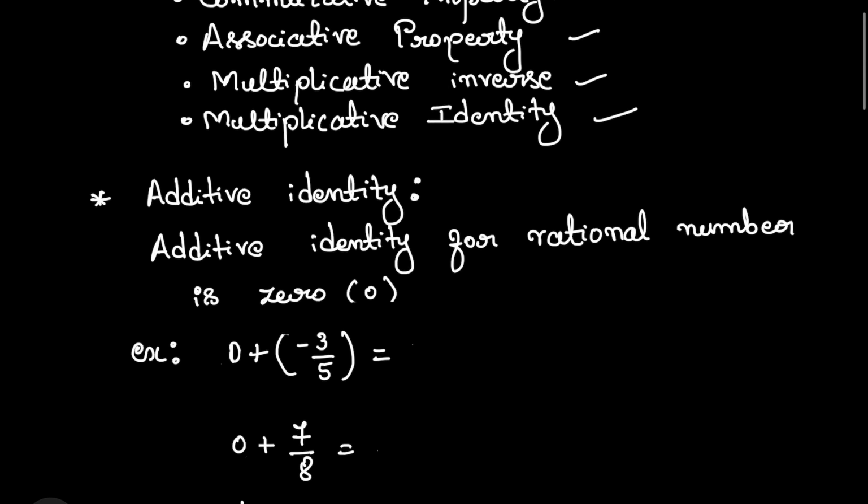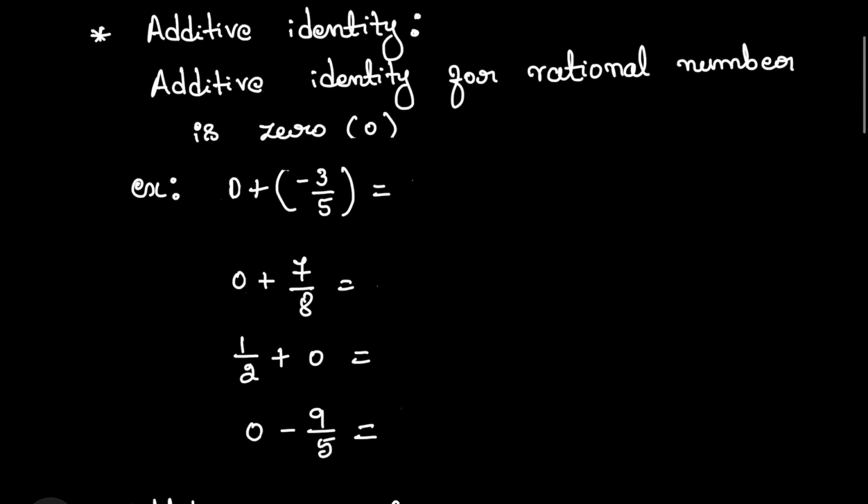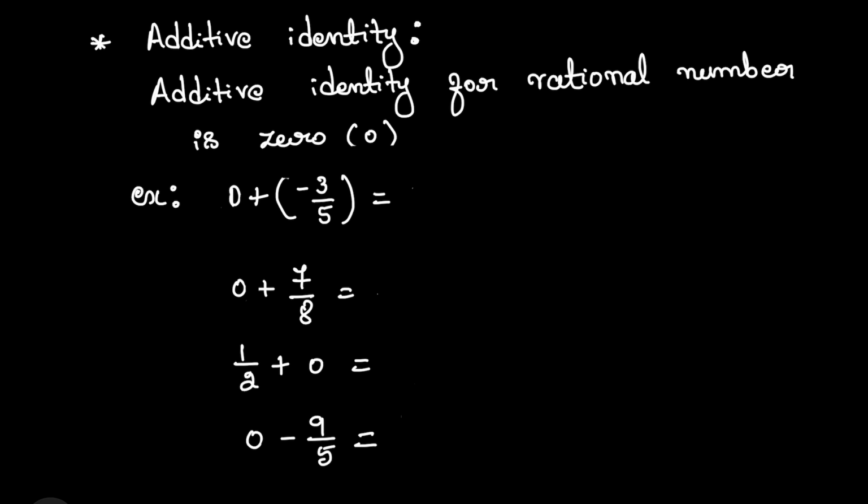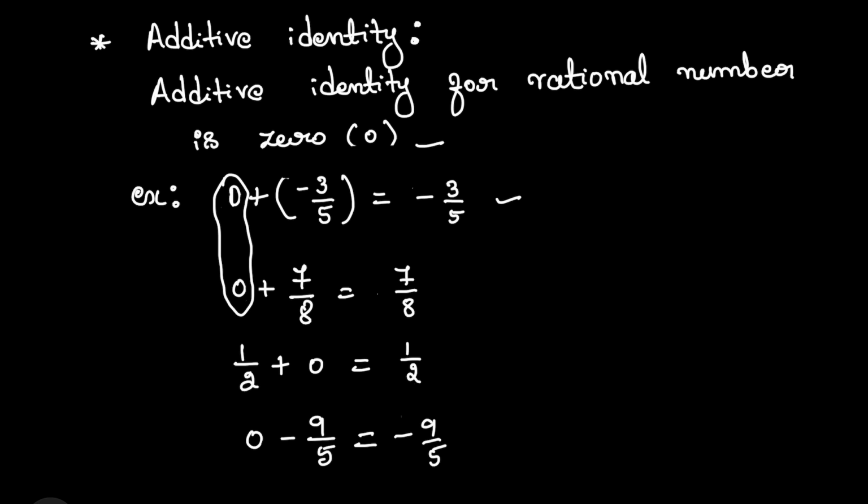First one is additive identity. The additive identity for a rational number is 0. Let's see a few examples. 0 plus minus 3 by 5 is minus 3 by 5. Second example is 0 plus 7 by 8 is 7 by 8. And 1 by 2 plus 0 is 1 by 2. 0 minus 9 by 5 is minus 9 by 5. If I add 0 to any rational number, again we will get the same rational number. So 0 is the additive identity.